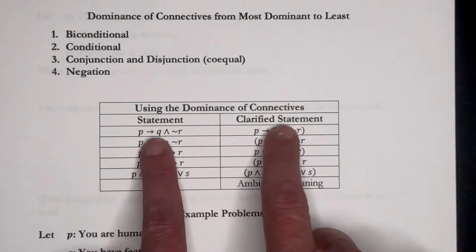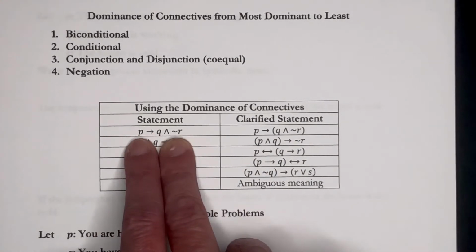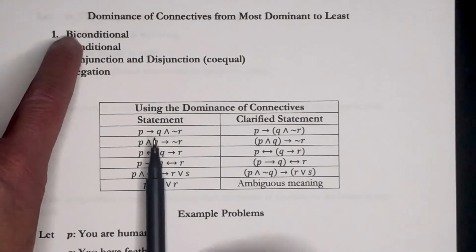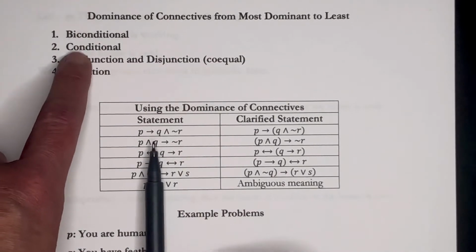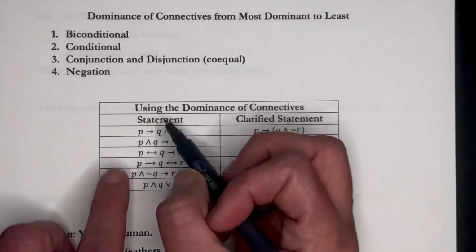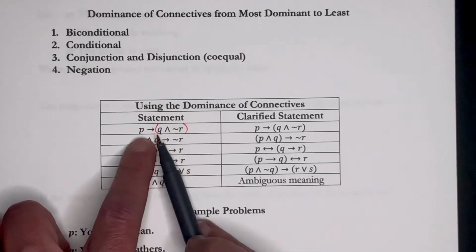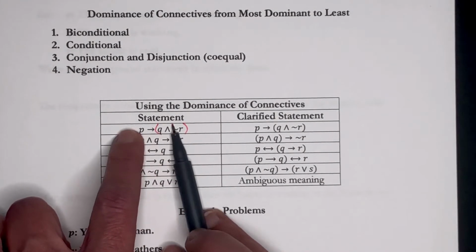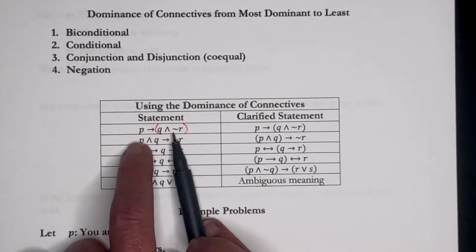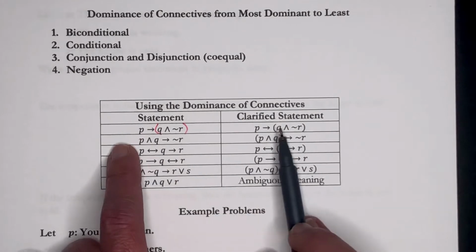So look here, okay? If we have this statement here without parentheses, the first thing you look for is your most dominant. I do not have a biconditional, but I do have a conditional. It's right here. So what I'm going to do is put parentheses around each part here, because I know that this and this go together. And then I look inside here. Well, that doesn't really need to be simplified anymore. That's really clear. So a clarified statement would look like this.